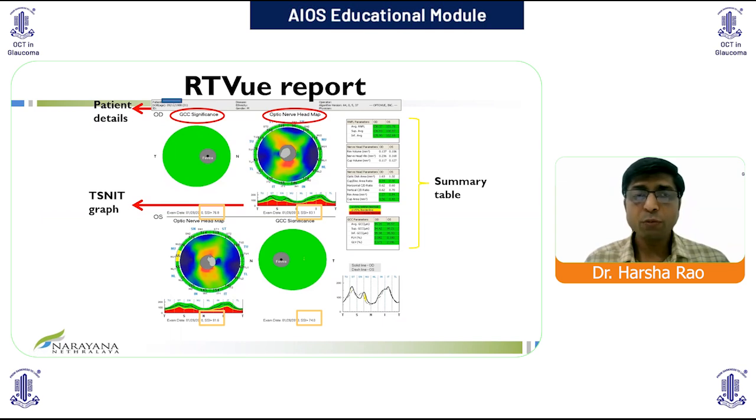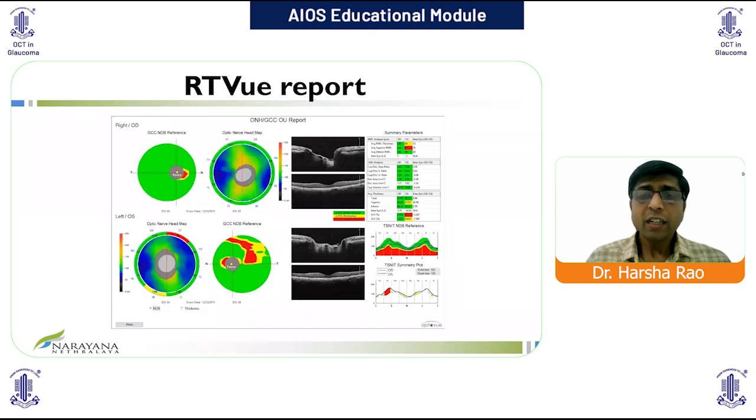These are two proprietary parameters which are provided by the RTVue machine. An example of a normal and an abnormal, glaucomatous eye here, the right eye being normal, which shows normal RNFL thickness and normal GCC thickness. The left eye shows superior RNFL thinning and a corresponding thinning in the superior GCC region, which are once again seen on the summary table as well.